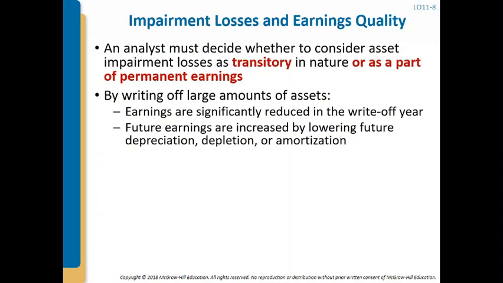Now, I mentioned this before, impairment losses and earnings quality. If you're analyzing financial statements of a company, you need to be aware that it may affect earnings quality because it's probably going to be transitory unless it's something that's fairly permanent. And so by writing off large amounts of assets, earnings are significantly reduced in the write-off year and future earnings are increased and may be overstated by lowering future depreciation, depletion, or amortization.